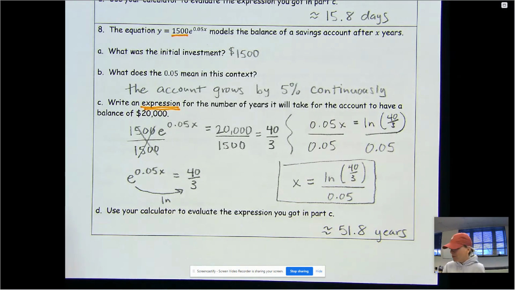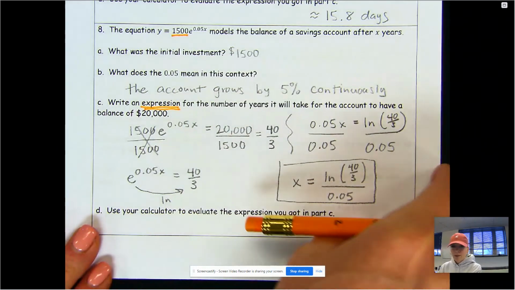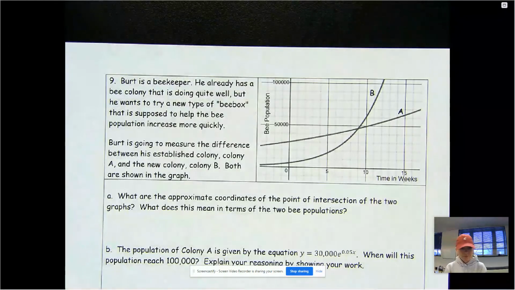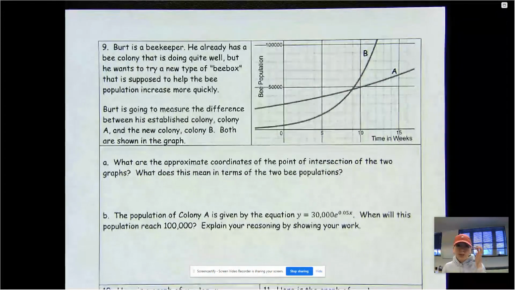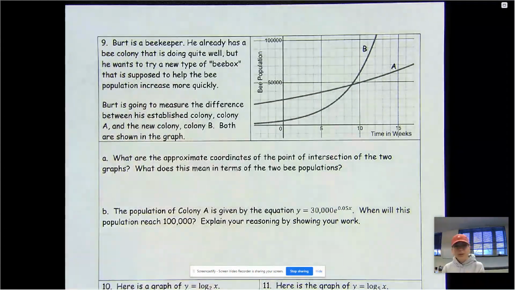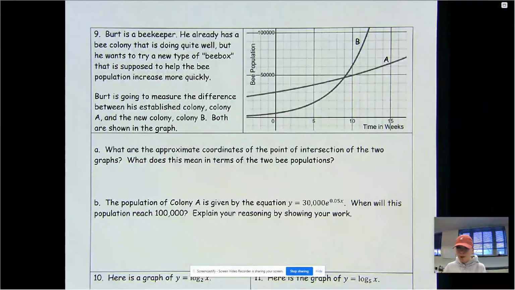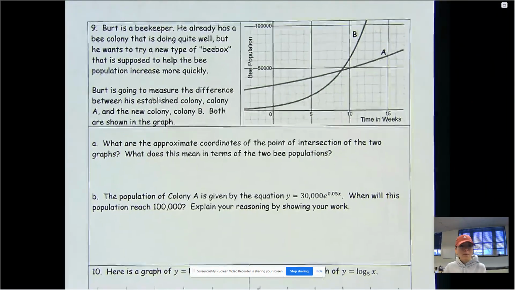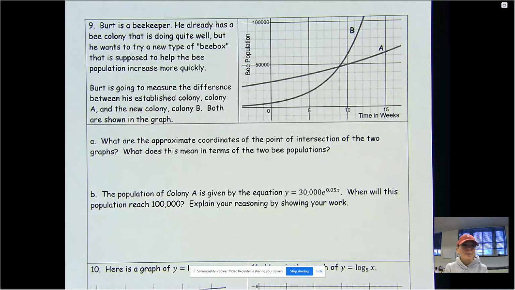Okay, enough of that. Let's move on and finish the back page. Oh, we have one of those graphs where they're going to cross. Oh, it's about bees. So Bert is a beekeeper. He already has a bee colony that is doing quite well, but he wants to try a new type of bee box that is supposed to help the bee population increase more quickly. Bert is going to measure the difference between his established colony, colony A, and the new colony, colony B. Both are shown in the graph.